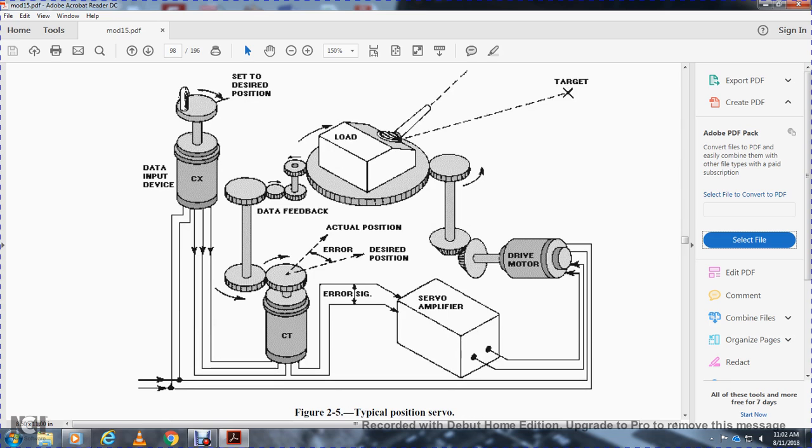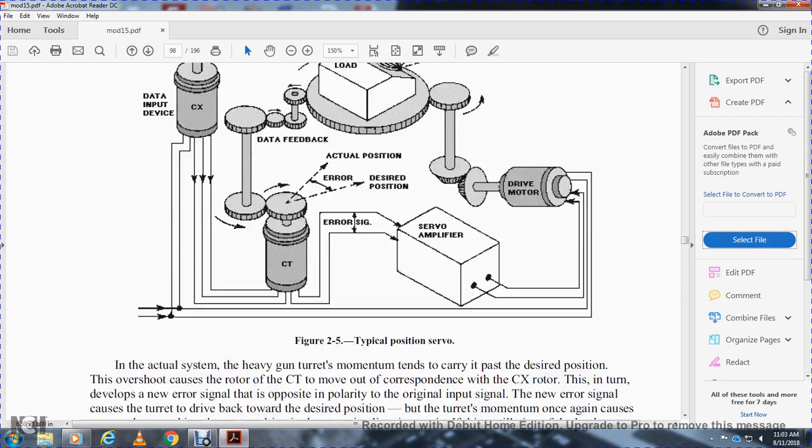This is a typical position servo. You have your set-to-desired-position data input from the control transmitter, with the three-wire windings going into the control transformer. Your data feedback turns the actual position toward the desired position. The servo amplifier error signal goes from the control transformer into the servo amplifier, to the drive motor, turning the load toward the target.